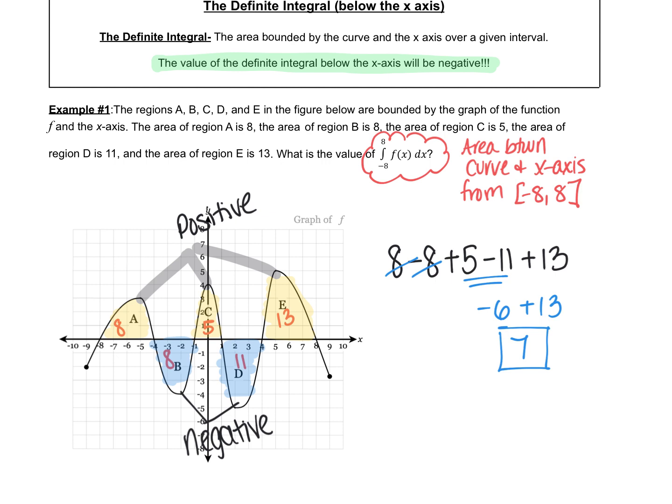So a couple things to notice. If this is 8 and this is -8, it seems as though these two areas are the same thing, and they're just going to cancel each other out. So that's something that I'd like to discover in the next example.